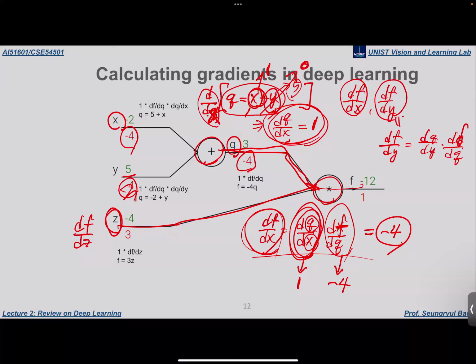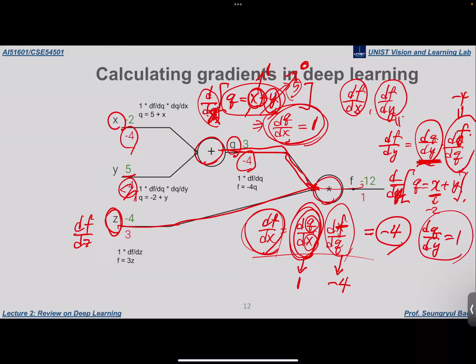And again, for y, this is composed of two steps, dq dy and df dq, sorry. We already calculated this as -4, and we have to calculate this. Using the same formula, by applying d dy to two terms, we can get it as 1. So this is 1 times -4. So the entire term has -4.